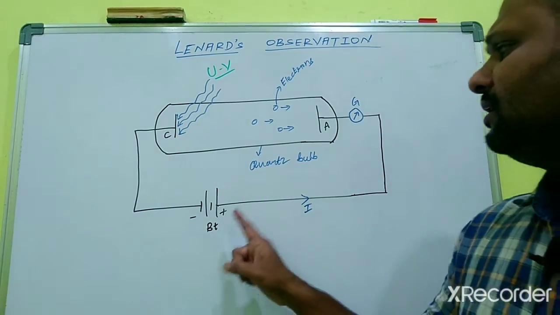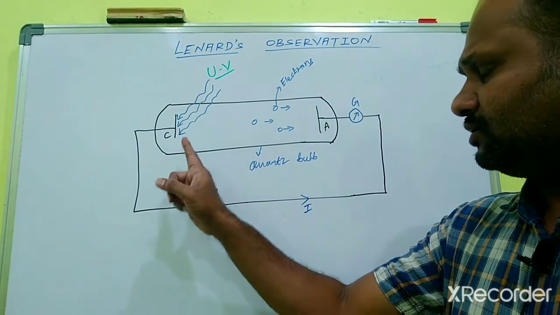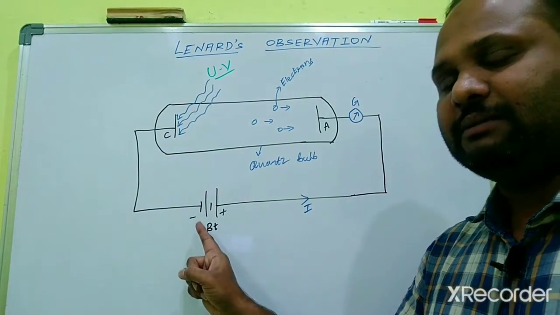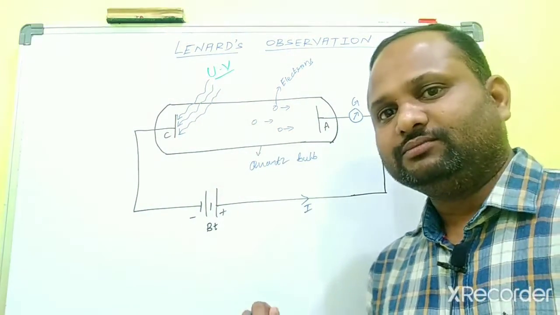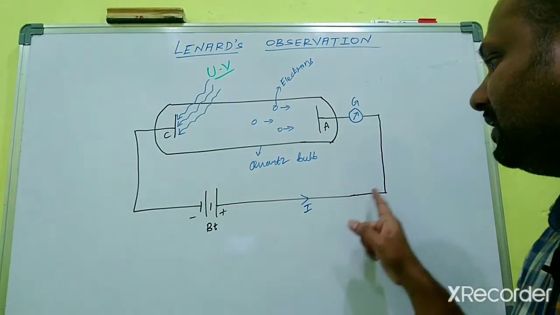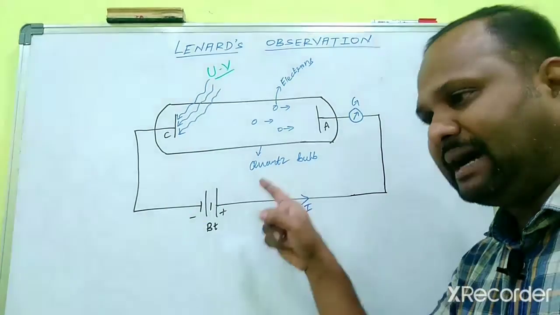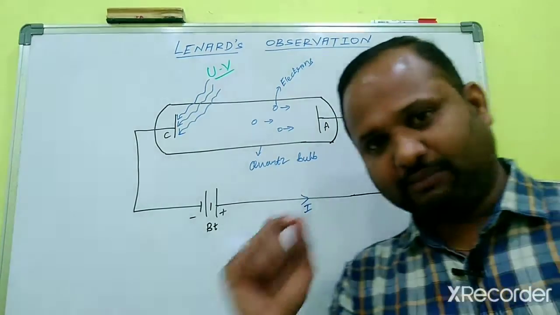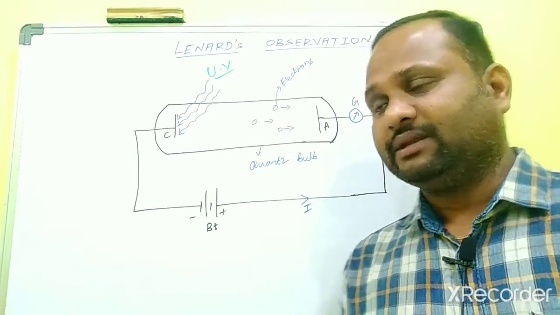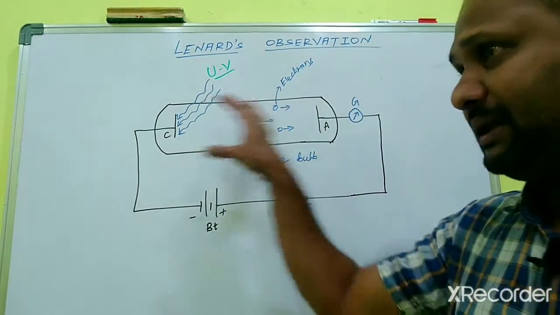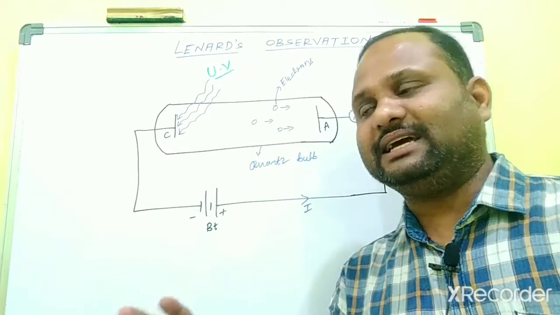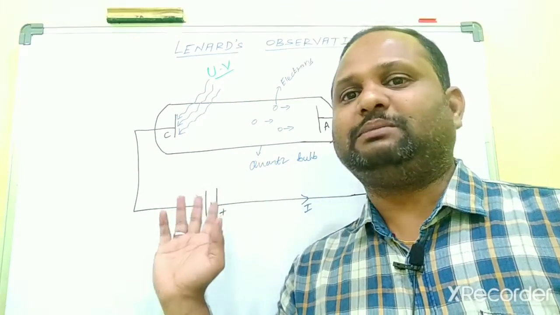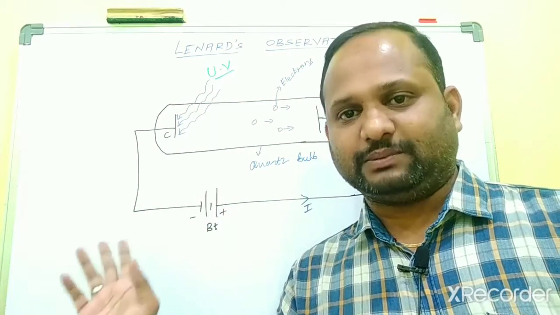Here, let us consider two metal plates. One metal plate is connected to the negative terminal of the battery, which acts as the cathode, and another metal plate is connected to the positive terminal of the battery, which acts as the anode, connected through a sensitive galvanometer. These two plates are fitted inside a quartz evacuated bulb. So this is the experimental setup of Lenard's experiment.